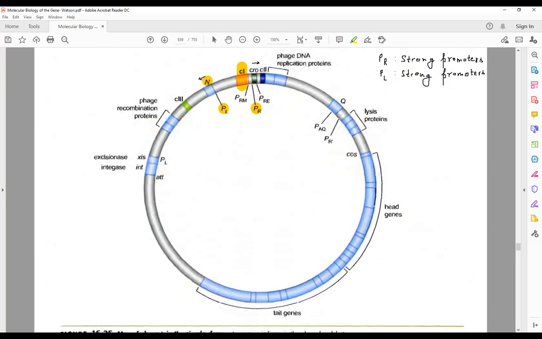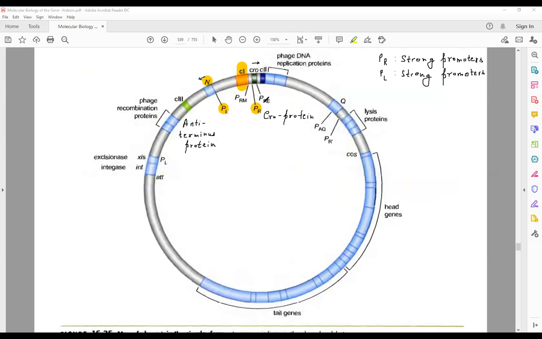So, which are the proteins that are going to be produced from the Cro gene transcription? The Cro protein. The Cro protein will be produced, and from the N gene, the anti-terminator protein will be produced.